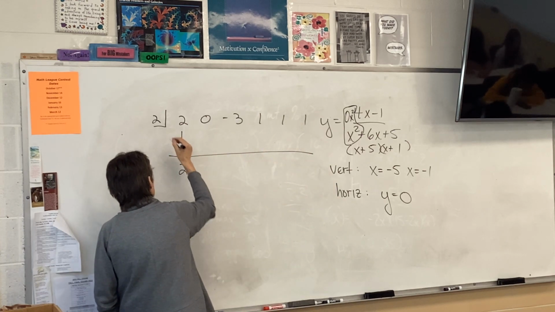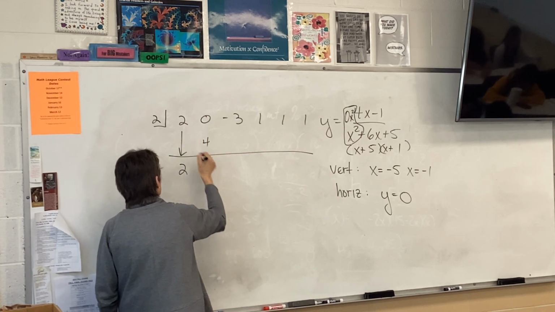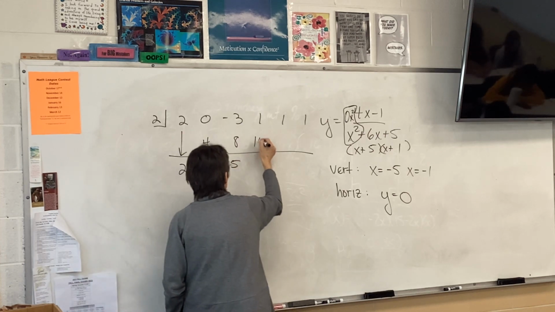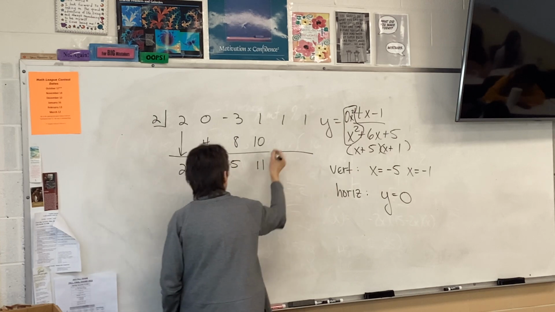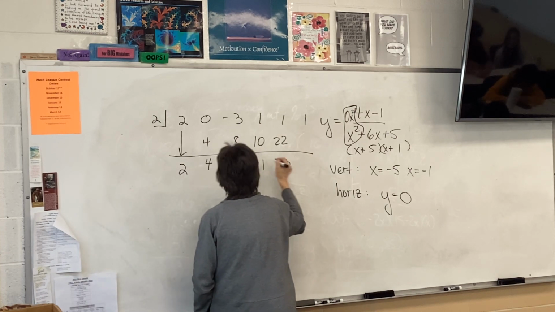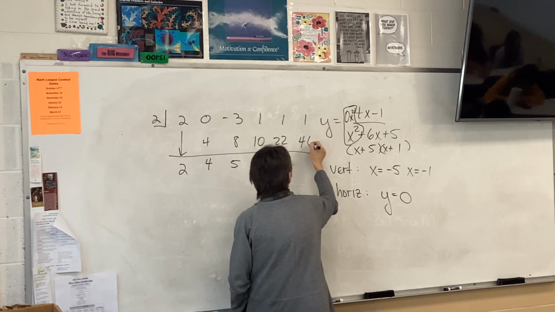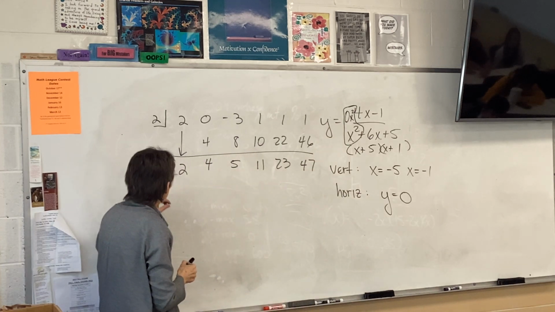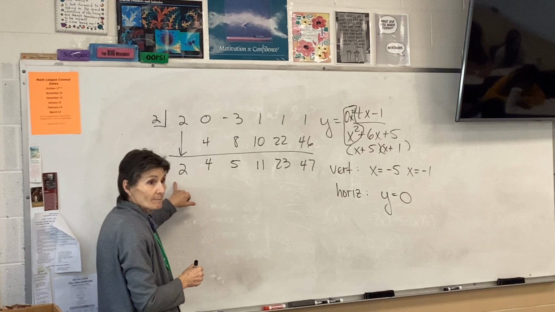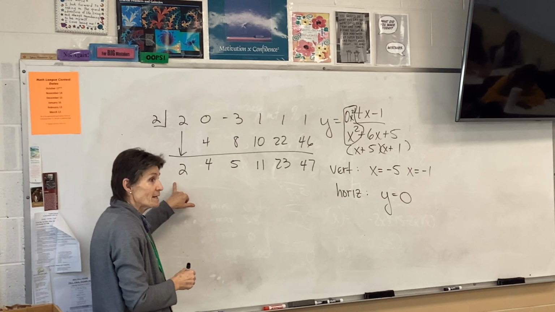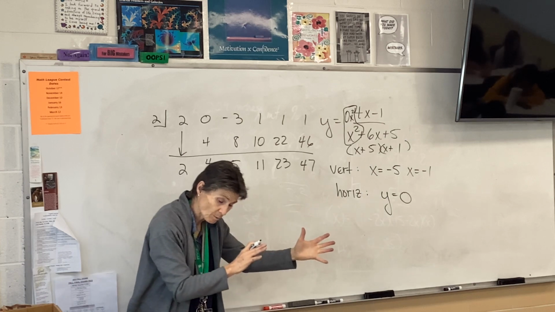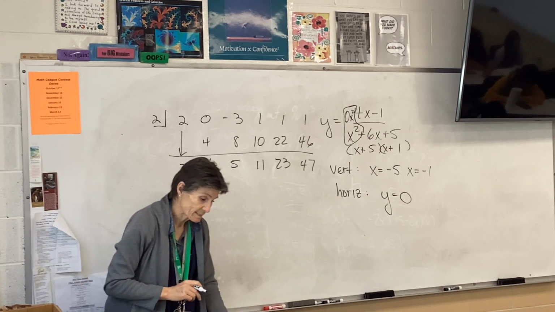And here we go. So multiply, add, multiply, add, add, multiply, add. Okay, assuming I didn't make any mistakes. Is that right? So what's the remainder? 47. That's the question, find the remainder. The remainder is 47.